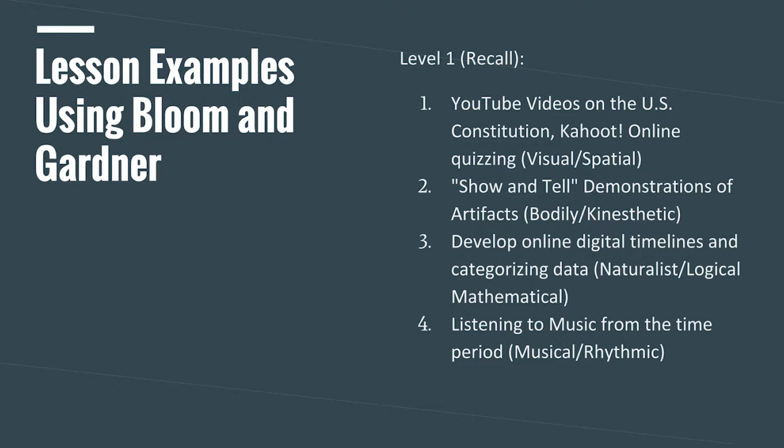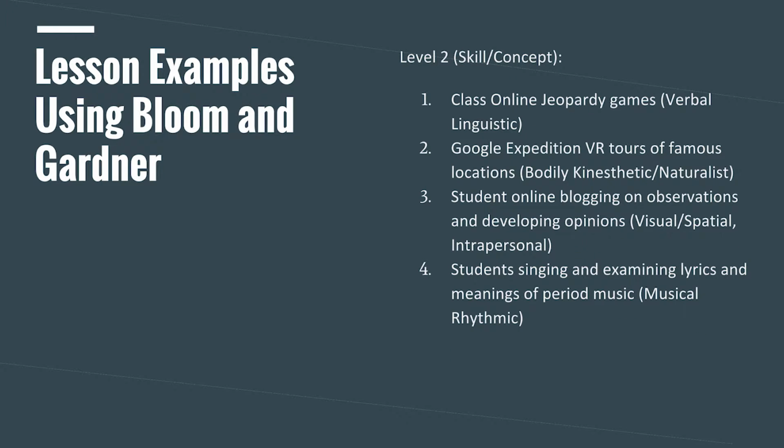So let's get into some examples of the lessons. We're going to start at the bottom of Bloom's taxonomy, which is simply recalling information. Examples of this would be YouTube videos on the U.S. Constitution, online quizzing with Kahoot, show and tell demonstrations for bodily kinesthetic learners, developing online digital timelines, categorizing data, and listening to music from the time period through Audacity or other audio programs.